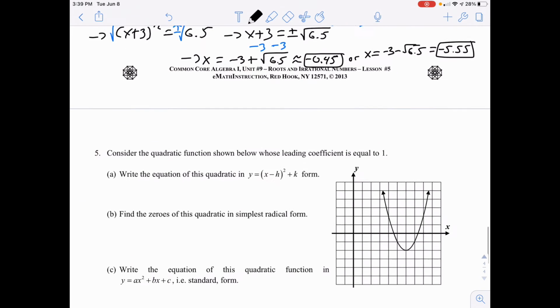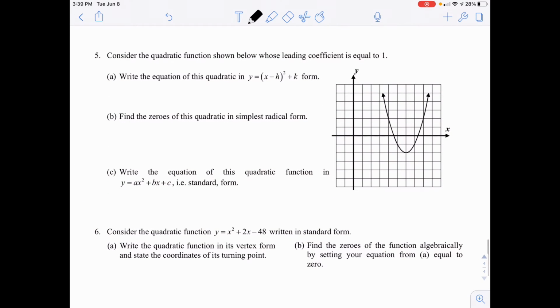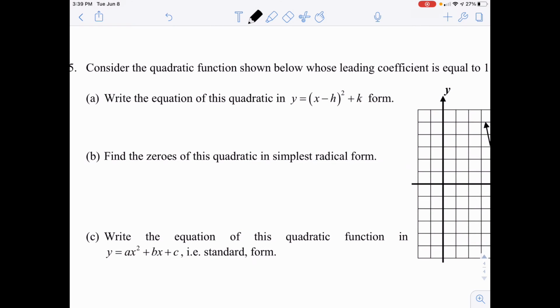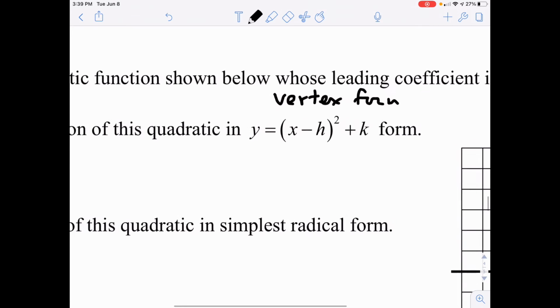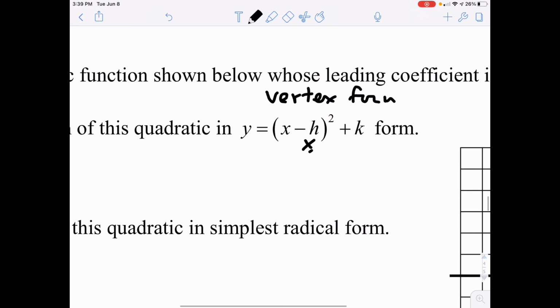Let's take a look at number 5. Consider the quadratic function shown below whose leading coefficient is equal to 1. Well, we need to be able to identify stuff from that particular graph. Now, the equation itself can be modeled in what's called vertex form. This is called vertex form. Sometimes it's called HK form. This is the x-coordinate of the vertex. This is the y-coordinate of the vertex.